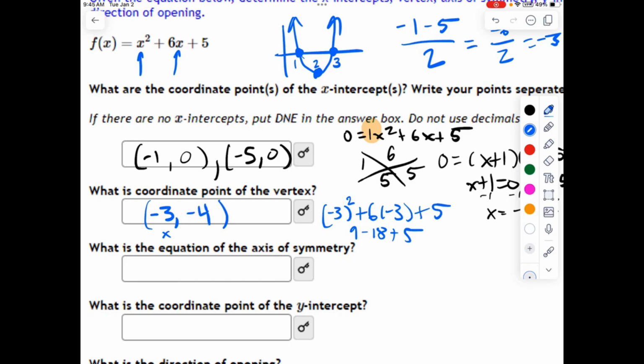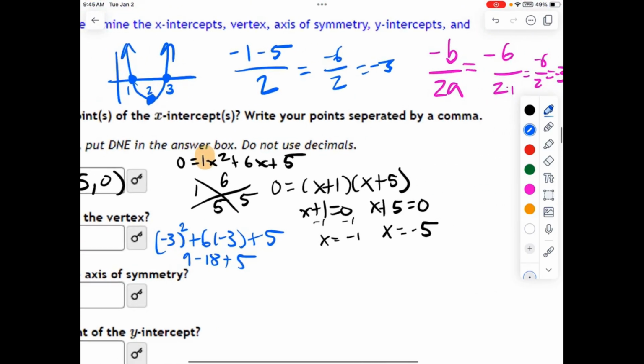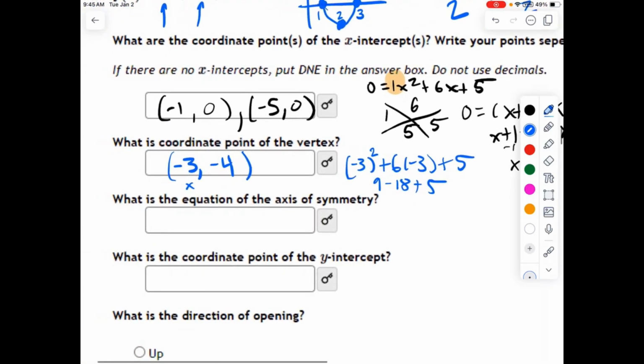And there is your vertex, and either way, whether you use the x-intercepts or the negative b over 2a, you would still have to plug in x to get out the y. Okay? Alright, so that's that.